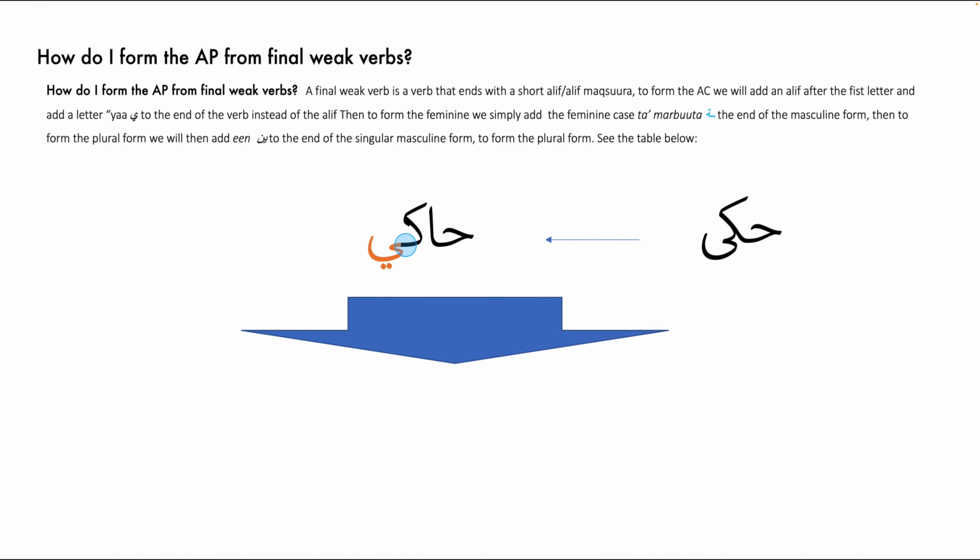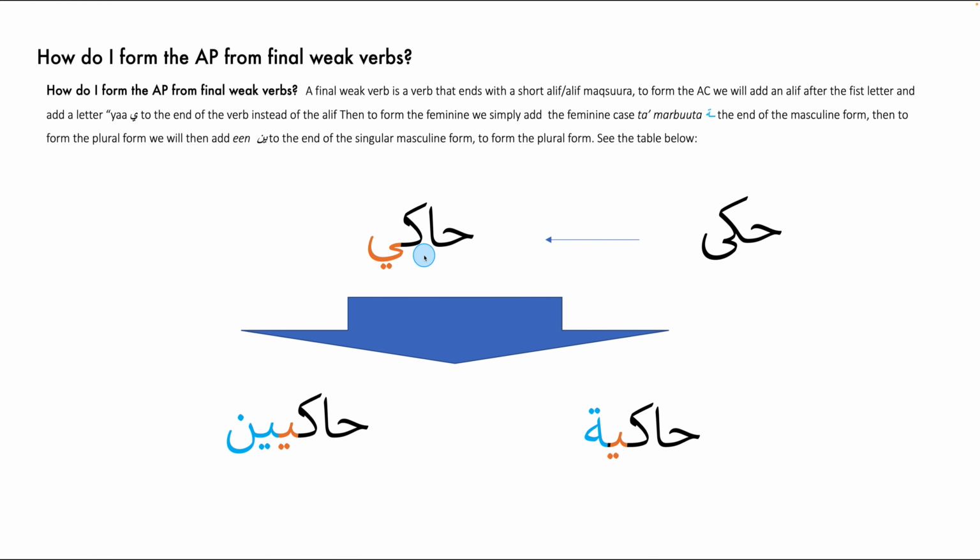How do we change this form into the feminine? All you need to do is add the feminine ending to the end of it. So it becomes hakiye. And how do we change the singular masculine form into the plural? All you need to do is add the "in" suffix to the end of it, to be used to refer to a group of people.